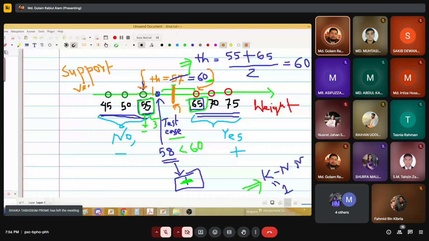Okay, now we have to consider our two-dimensional case. So that means we have already considered the one dimension, but now we want to consider the two-dimensional case. As we have the data set, so this is the data set.